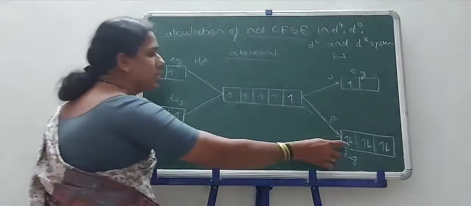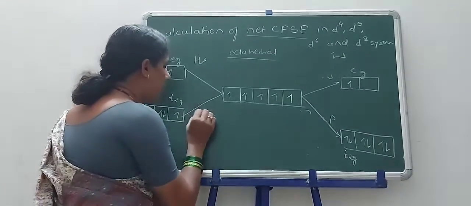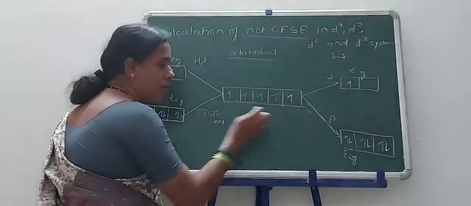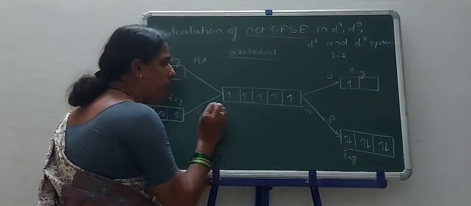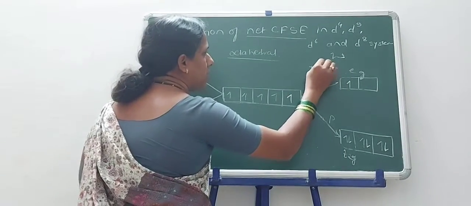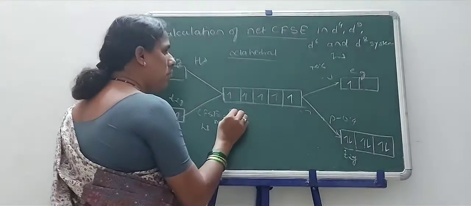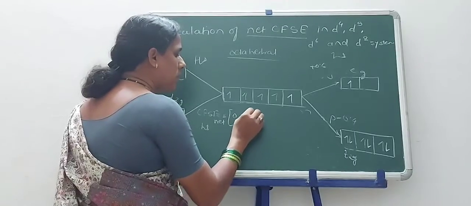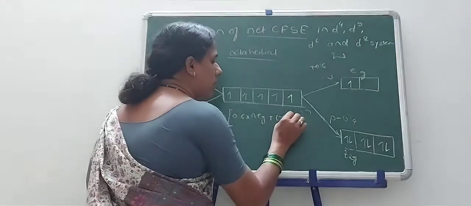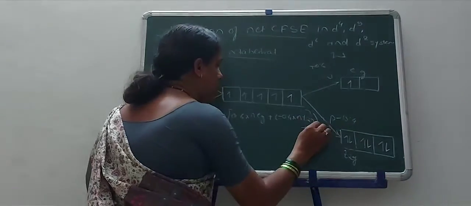Therefore, in both the cases, we have to calculate the net CFSE. Okay, therefore CFSE net in case of LS, low spin complex, is equal to what? That is Eg is equal to what? That is plus 0.6, here minus 0.4. Therefore, it is equal to 0.6 into N of Eg plus minus 0.4 into N of T2g plus pairing energy.